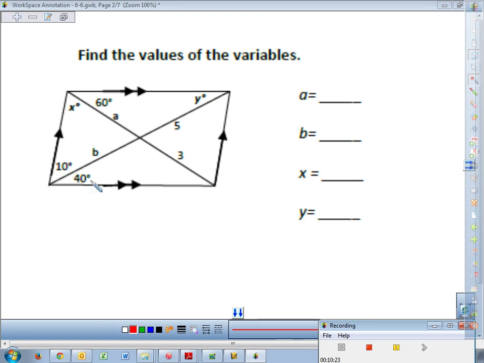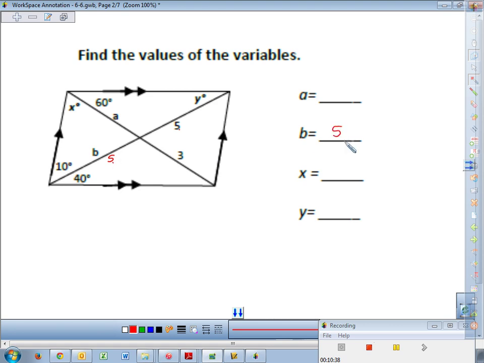B? How much is B? 5. What do you guys think? 5? You sure? No. No, because they're not big enough. What's true about the diagonals of a parallelogram? So if this is 5, should that be 5? Yeah. Okay. I'm down with that.